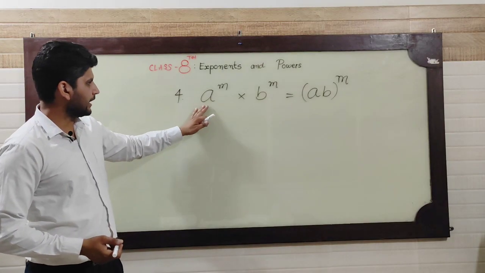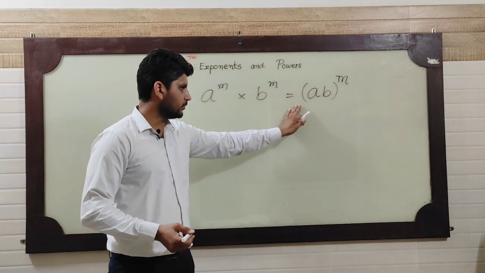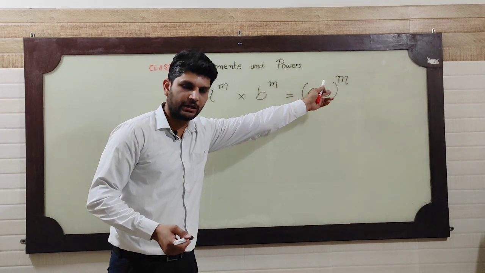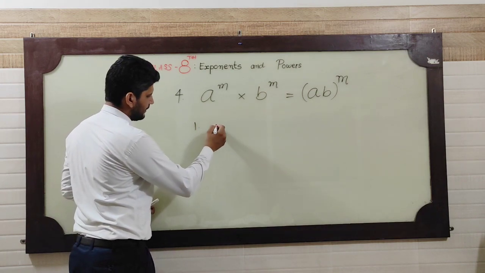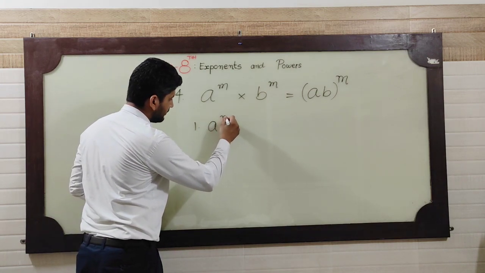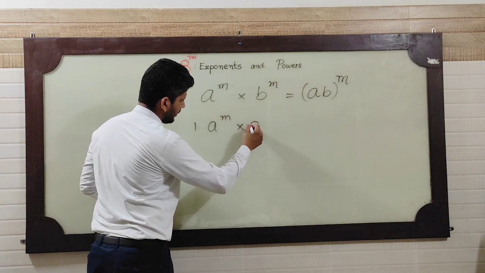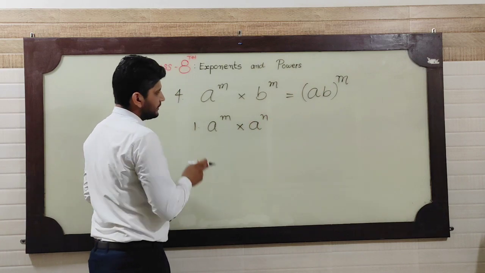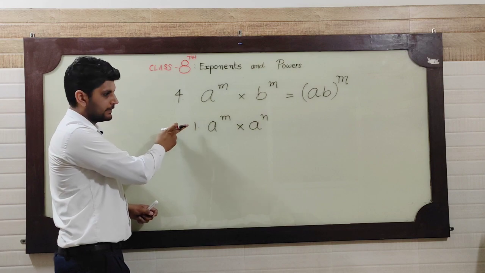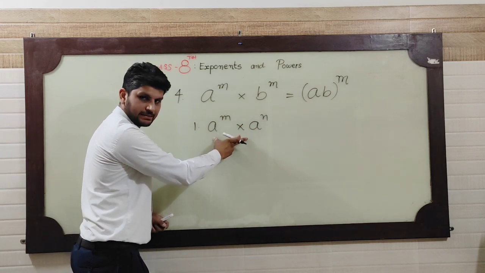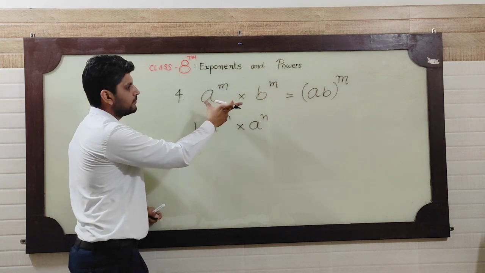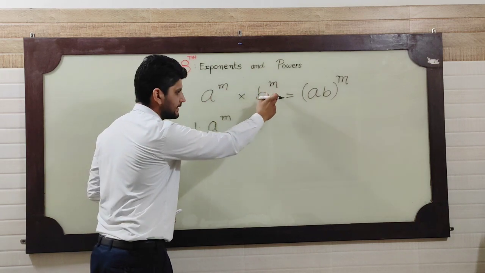So property 4: a power m into b power m equals a into b whole power m. This is the same property we did as property 1, but there is a difference: a power m into a power n. There is a difference between these two properties. In this property, powers are different but bases are same. In property 4, bases are different but powers are same.